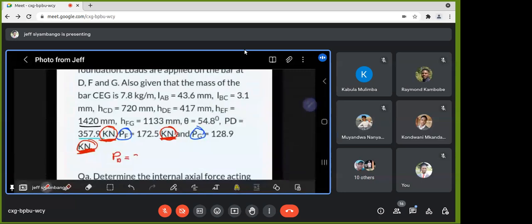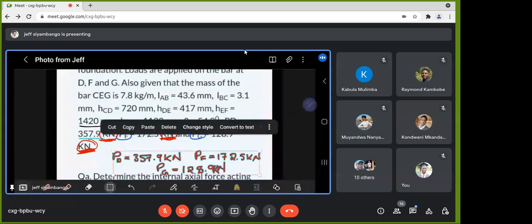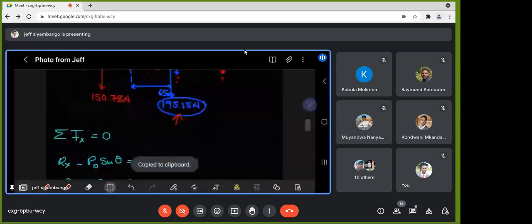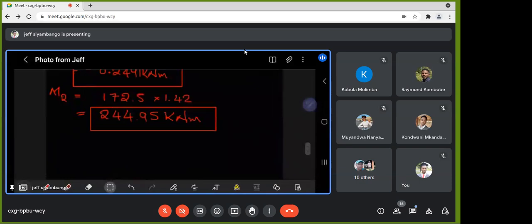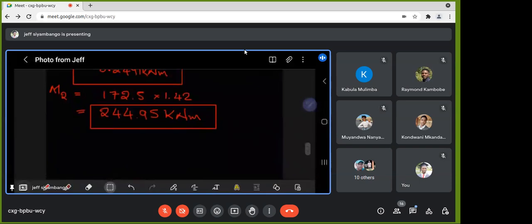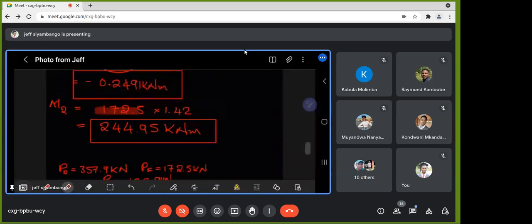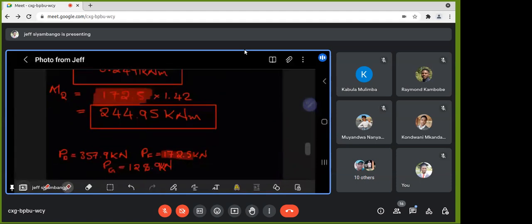PD is 357.9 kilonewtons, the PF is 172.5 kilonewtons, and the PG is 128.9 kilonewtons. These are given. I have not converted them. Let's go to the other side so that you also see what I did. The only ones that I converted were the weights. Remember, I got the weights in newtons. These are the values, PD, PF, and PG. See the one I used, 172.5, and 172.5 is in kilonewtons.